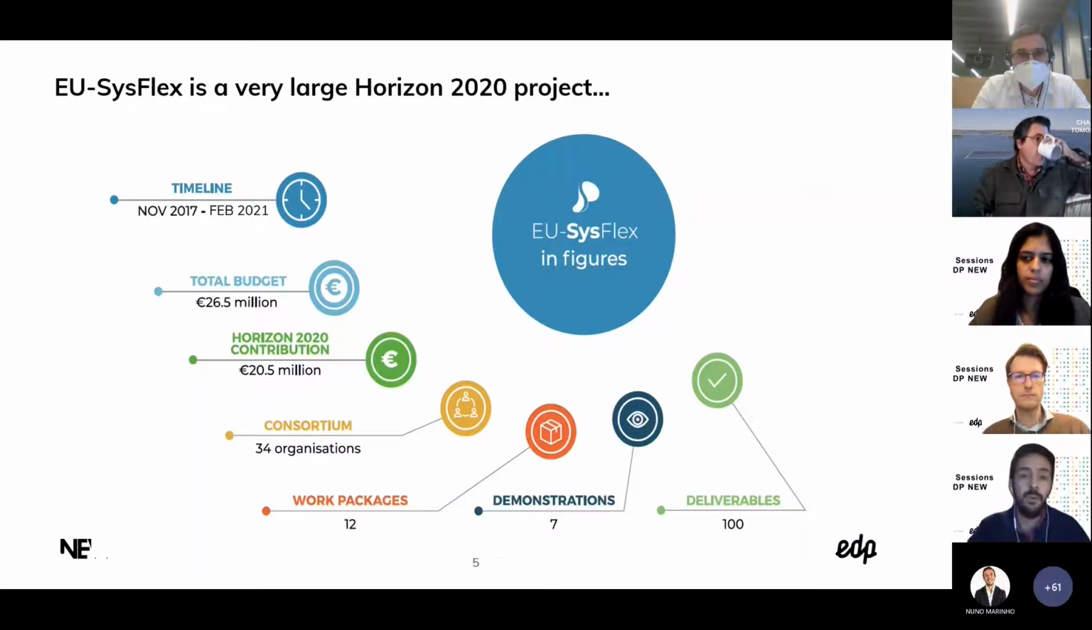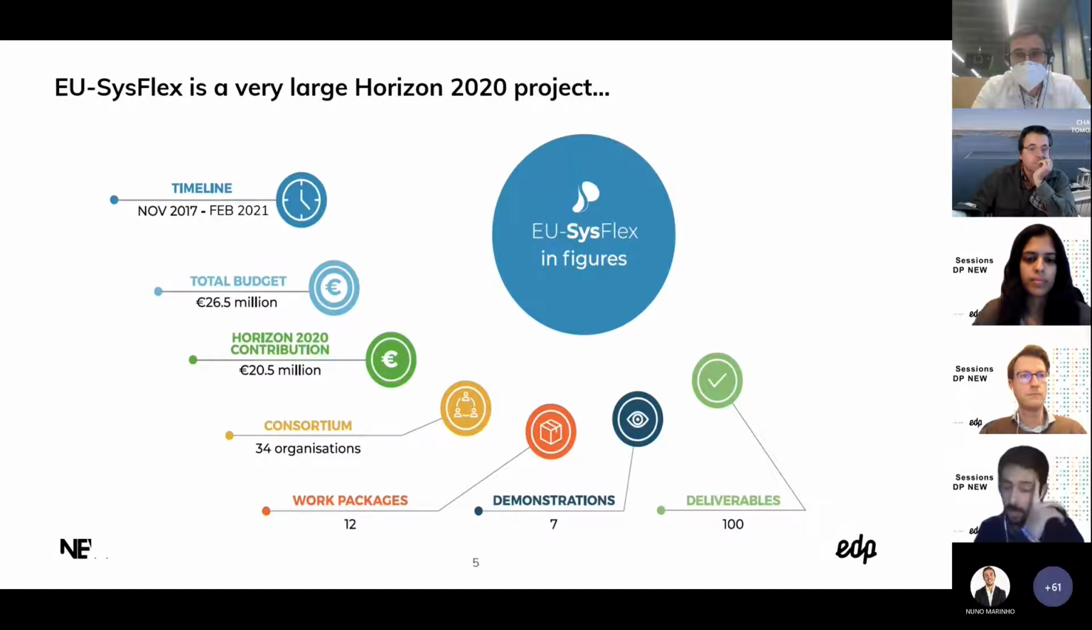But it means this is a 4 year long project, 4 years and 4 months, with a total budget of 26 million euros, about 20 million of which comes from Horizon 2020, from the European Commission. This is a very large consortium of 34 organizations. We'll get to some more detail ahead, organized in 12 work packages, quite extensive, with 7 demonstrations, which I will also mention, and with a total of close to 100 deliverables.